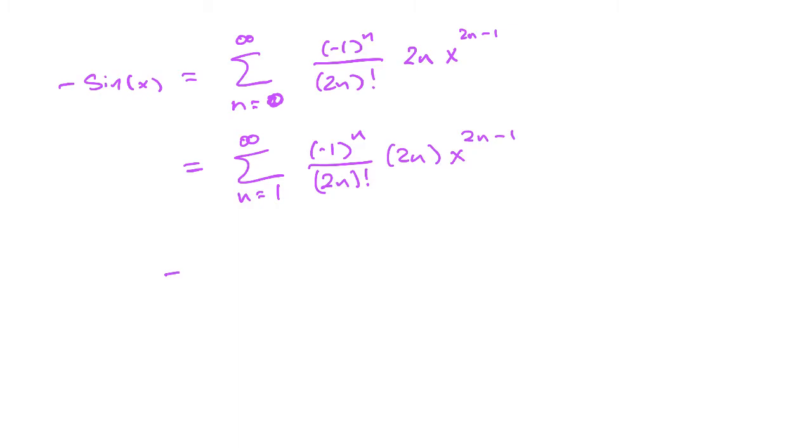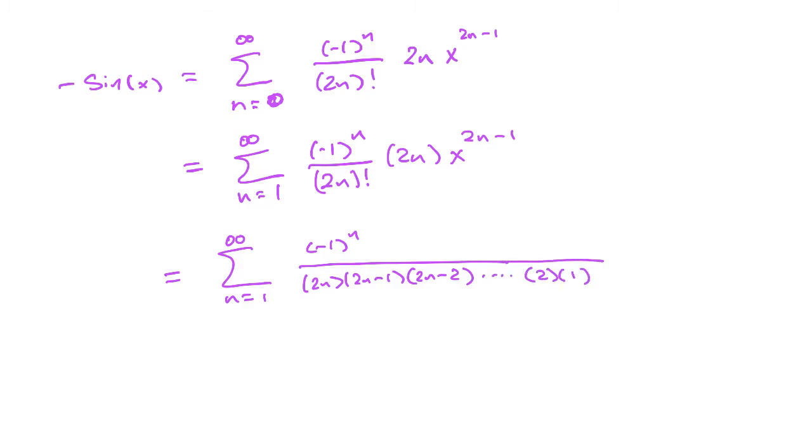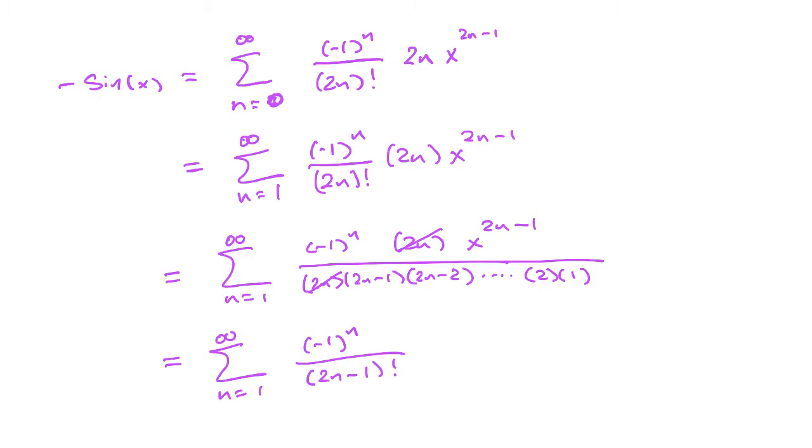Well, if we write out what that 2n factorial looks like, we have a sum n equal 1 up to infinity of minus 1 to the n, and in the denominator, we'll have 2n, 2n minus 1, 2n minus 2, all the way down to 2 times 1. Then in the numerator, we've got our 2n and our x to the 2n minus 1. So in this case, our two n's cancel out, and we are left with n equal 1 up to infinity of minus 1 to the n over 2n minus 1, 2n minus 2, all the way down to 1. Well, that is actually our 2n minus 1 factorial, and then we have an x to the 2n minus 1.